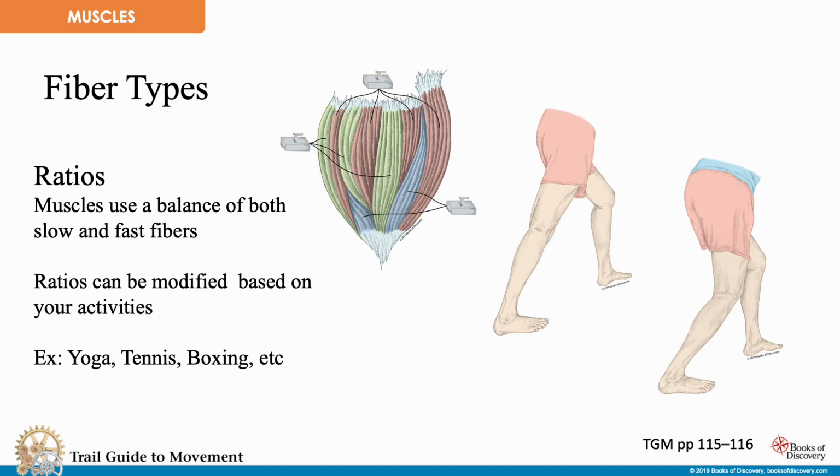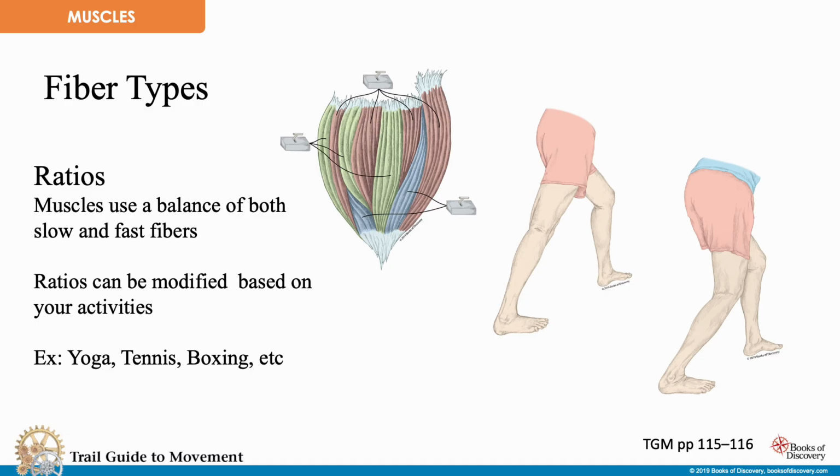fast twitch side. So examples of this are yoga, and that develops those slow, steady, endurance-based fibers for long, controlled holds. And tennis and boxing require constant bursts of energy, so training the body to recruit more fast twitch fibers for that instant reaction, which is why it is extremely important to train.